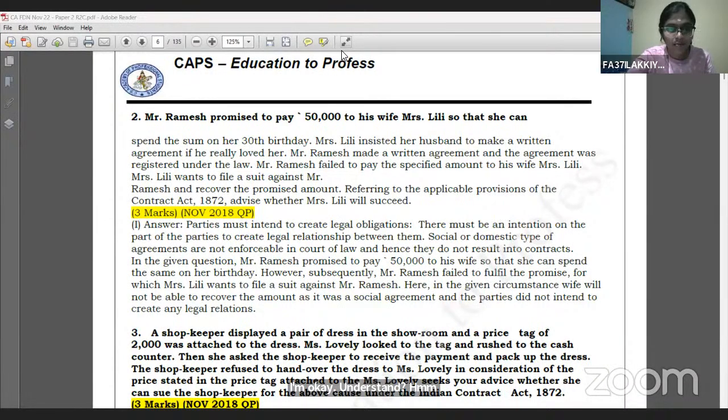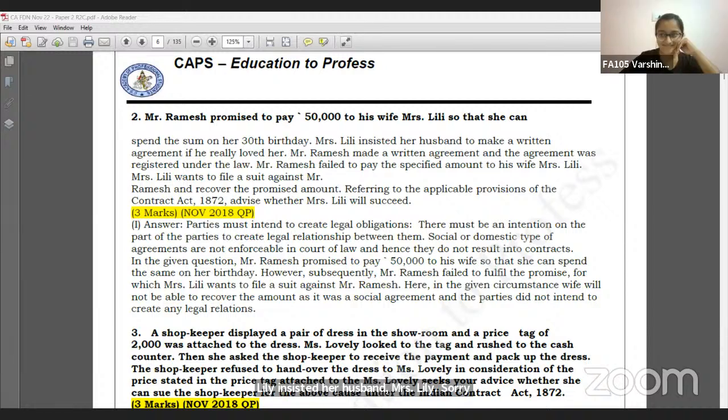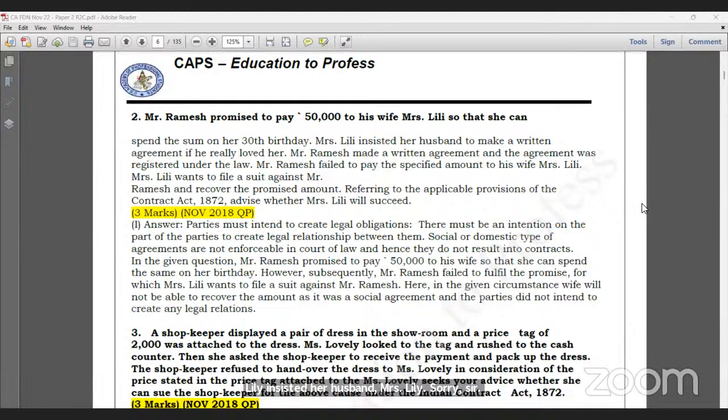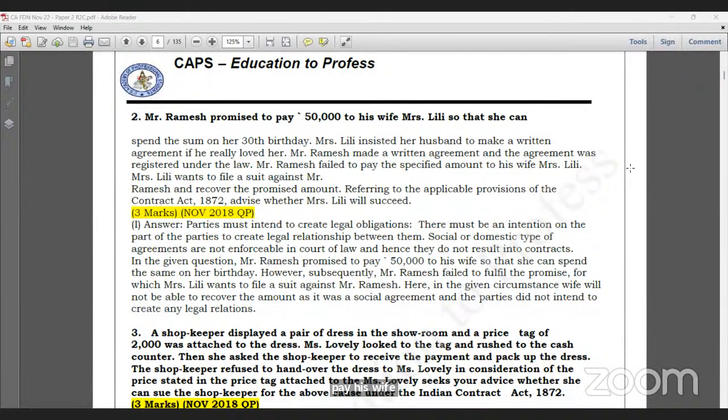Mr. Ramesh promised to pay 50,000 to his wife, Mrs. Lilly, so that she can spend the sum on her 30th birthday. Mrs. Lilly insisted her husband make a written agreement.